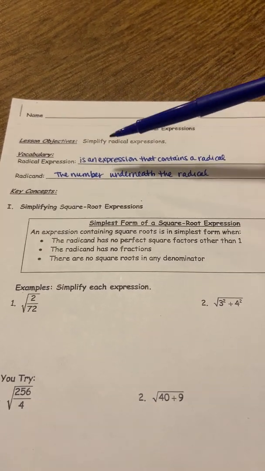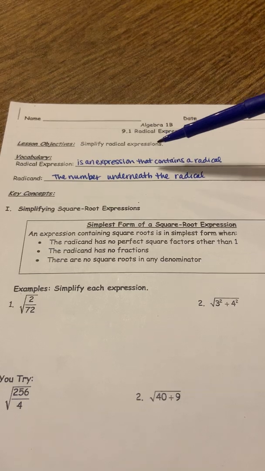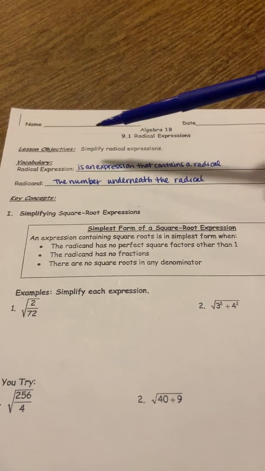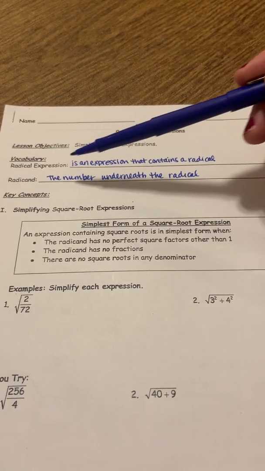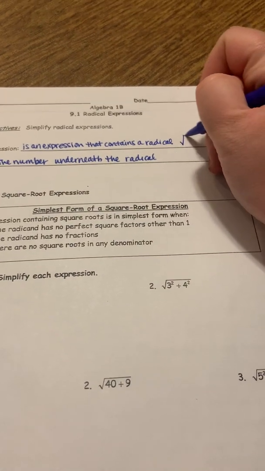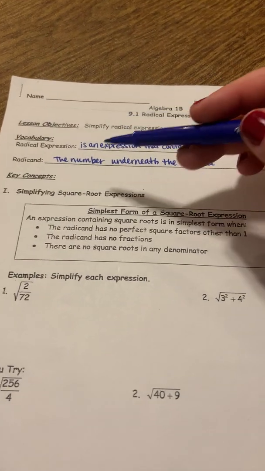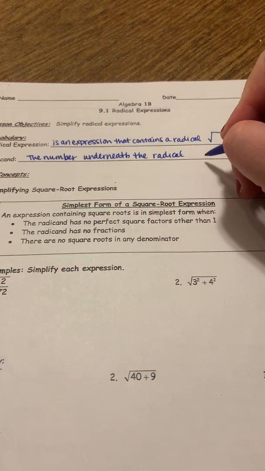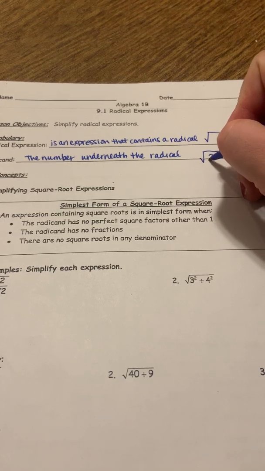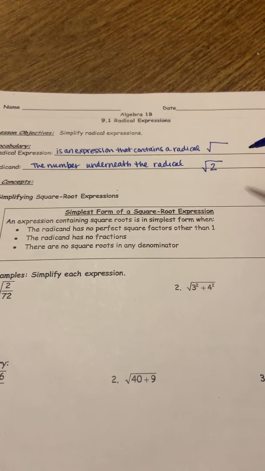Today's learning objective is simplifying radical expressions. A radical expression is an expression that contains a radical. A radical is something like a square root symbol. The radicand is the number underneath the radical. So if I have, let's say, square root of 2, the 2 is the radicand.